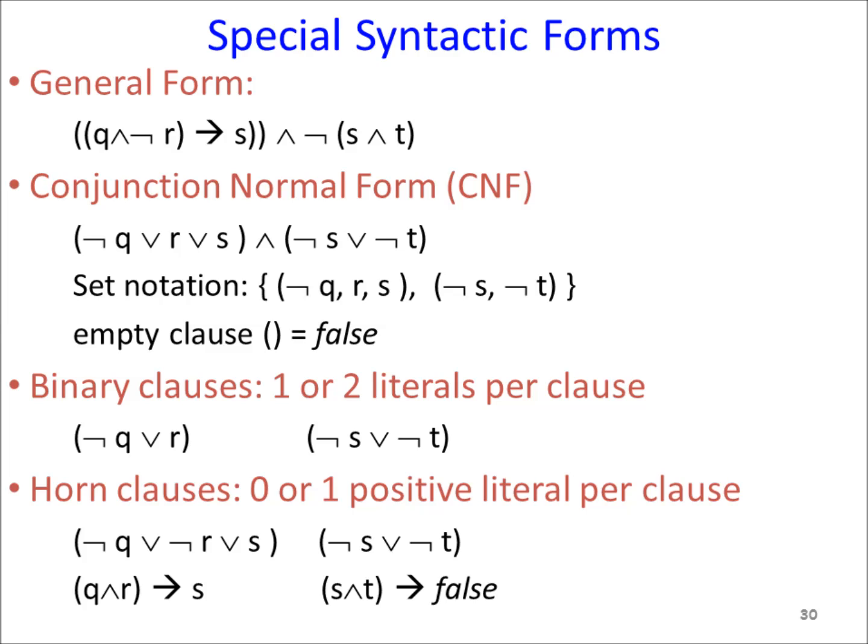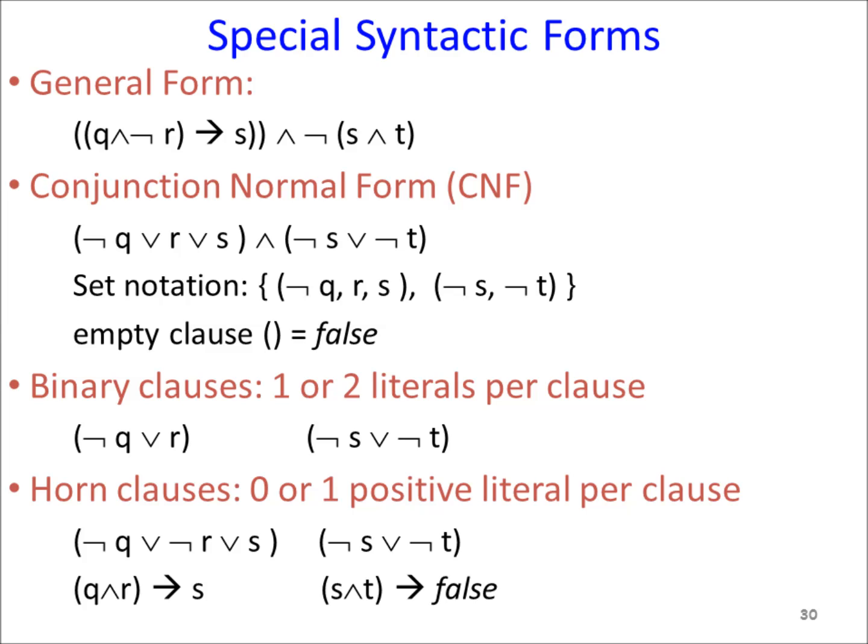One of the syntactic forms, so the general logic is where you can put all of these things together, like any sentence with any sentence and so on. Then there are specific forms that people have studied, like conjunctive normal form, CNF. It will be very important to us. So the idea there is that I have a conjunction of disjunctions, and each disjunction is called a clause. Okay? So in this particular case, one clause is not Q or S, and another clause is not S or not T.